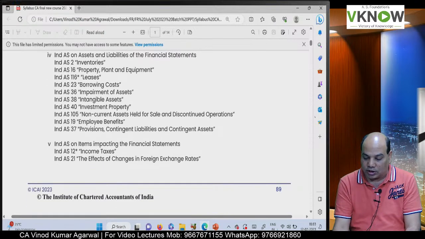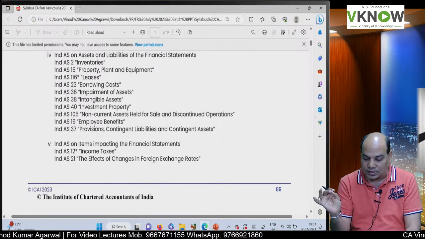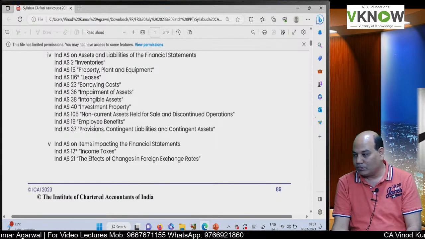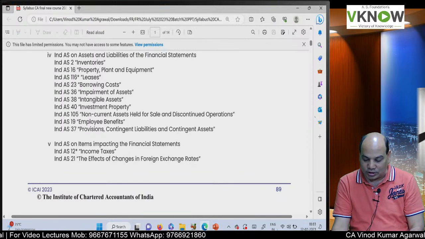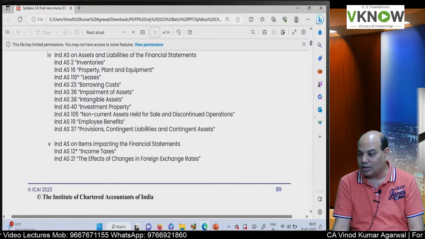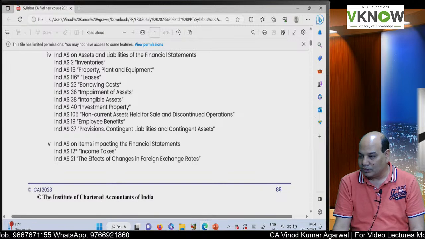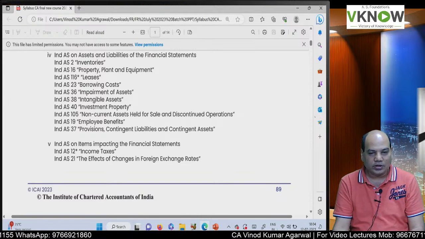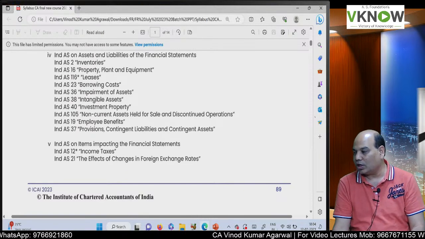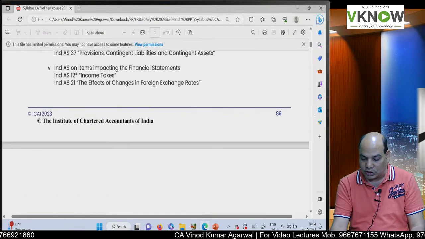There are many Ind AS dealing with assets and liabilities: Ind AS 2, Ind AS 16, Ind AS 116, Ind AS 23, Ind AS 36 impairment, Ind AS 38 intangible, Ind AS 40 investment property, Ind AS 105 non-current assets held for sale and discontinued operations, Ind AS 19 employee benefits, and Ind AS 37 provisions, contingent liabilities and contingent assets. So a long list of standards on assets and liabilities.